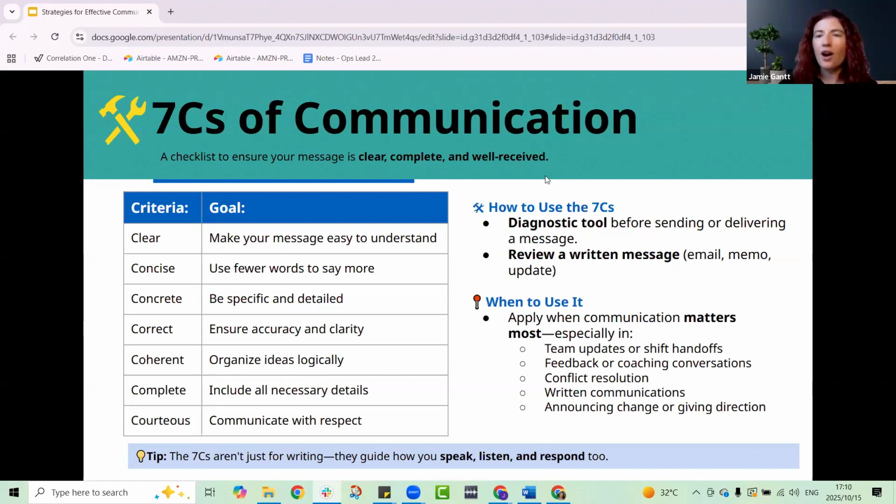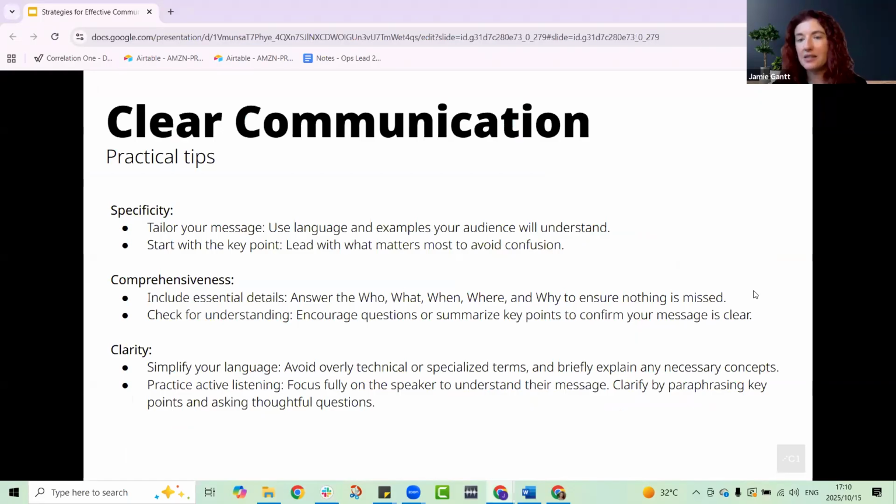That's brilliant. All right. So do we have any questions on the 7 C's and how to use it? Let me know in the chat. And the big takeaways for this when it comes to clear communication is we want to be specific, we want to be comprehensive, and we want to be clear, right? So we want to make sure that we are focusing on not just the messaging itself, but who we're giving that message to, right? We've got to think about our audience. Who are we speaking to? What do we actually need them to know? What's most important for them to take away from this communication? The who, what, when, where, and why. You want to consider all of those things.